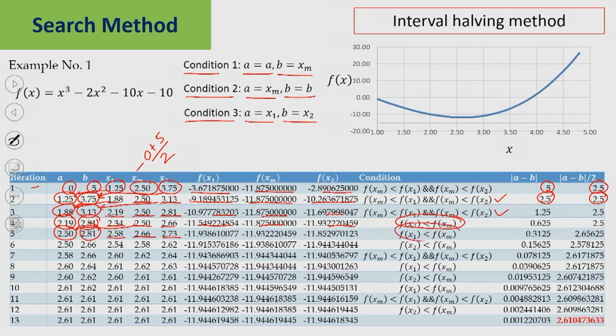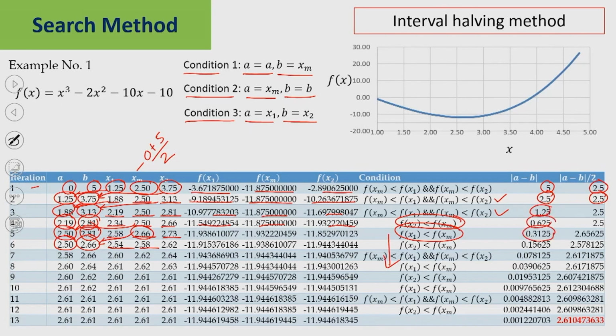Now, you just see this condition 1 is true. Condition 1 is true means A equal to A. So, A is not changing in this iteration, and B equal to your x m. So, this x m is coming as B here. Then you again calculate x 1, x m, x 2. Then you just continue this iteration, and every iteration you check the absolute value of A minus B.